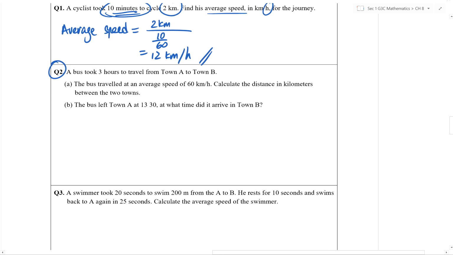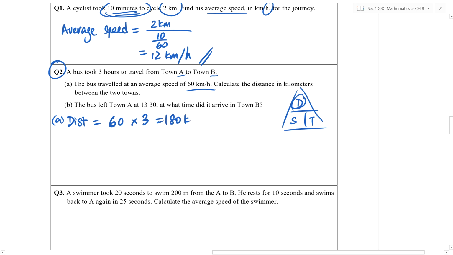Now, a bus took 3 hours to travel from A to B, at an average speed of 60 kilometers per hour. Find the distance in kilometers. Again, we use our triangle, distance, speed and time. Part A, if I want to find distance, we take the speed times the time. Speed is 60 and time is 3. So in total we have 180 kilometers.